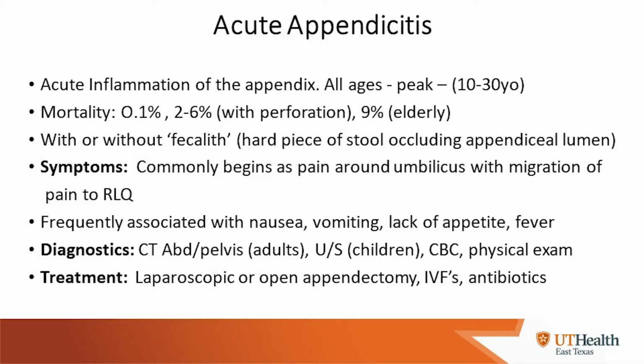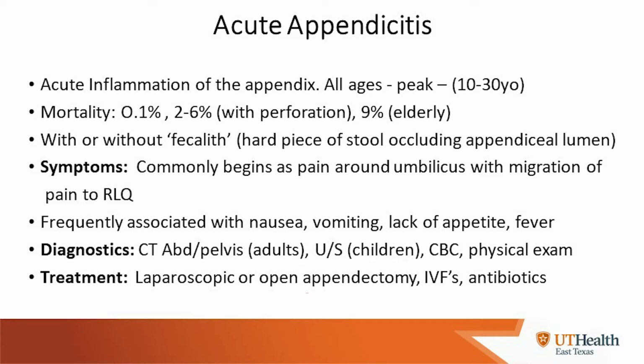Acute appendicitis. Acute appendicitis is essentially inflammation of the appendix. The appendix arises from the first portion of the colon called the cecum. We most commonly see it in the earlier stages of life, typically between ages 10 and 30, but it can be seen in the elderly as well.